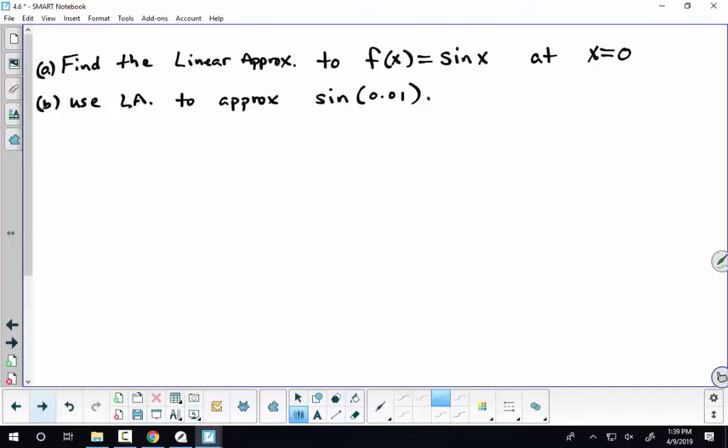And so we'll look at this example in two parts. Find the linear approximation to sine x at x equals 0. And then we'll use the linear approximation, I abbreviated that LA, linear approximation, to approximate the sine of 0.01.